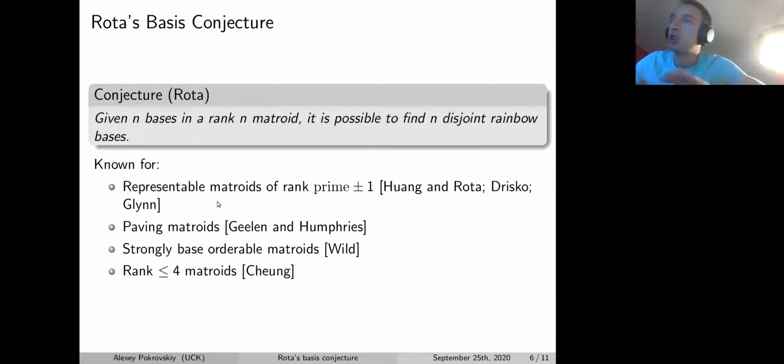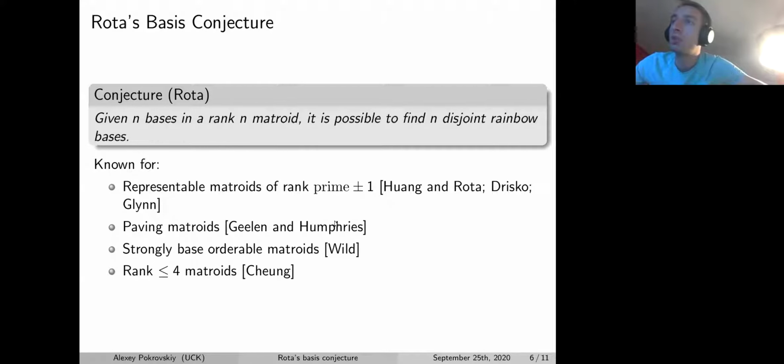First, a representable matroid is this vector space example, which is the second example I gave you. So there's two works which combine to give you this, one by Huang and Rota, where they reduced the conjecture for these representable matroids to something called the Alon-Tarsi Conjecture, which is a separate problem. And what Driscoll and Glynn did is they proved the Alon-Tarsi Conjecture for these numbers, which are prime plus or minus 1, which together gives us this result about Rota's basis conjecture, which in my opinion is very strong evidence towards this conjecture being true. So this is what's known for special classes of matroids.